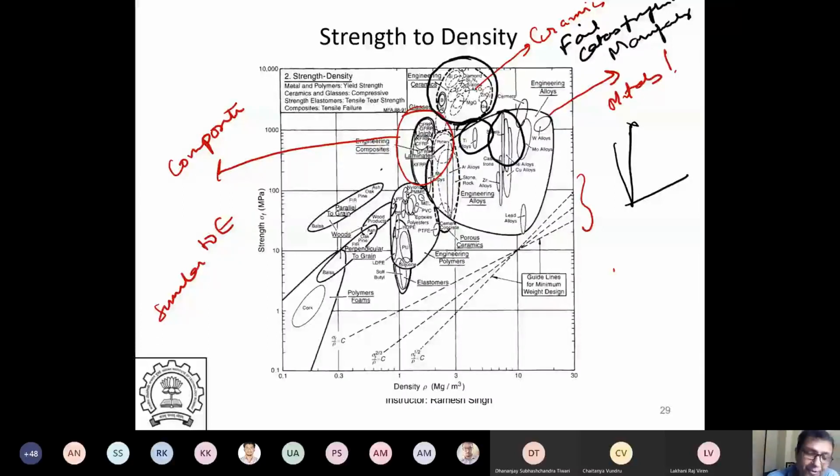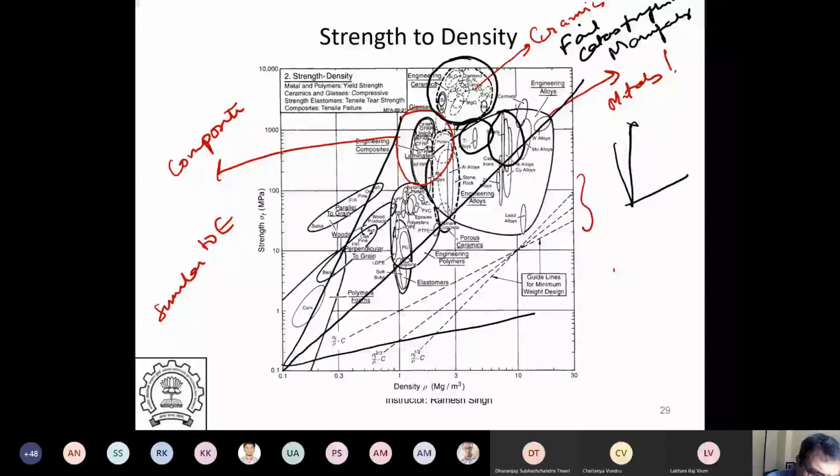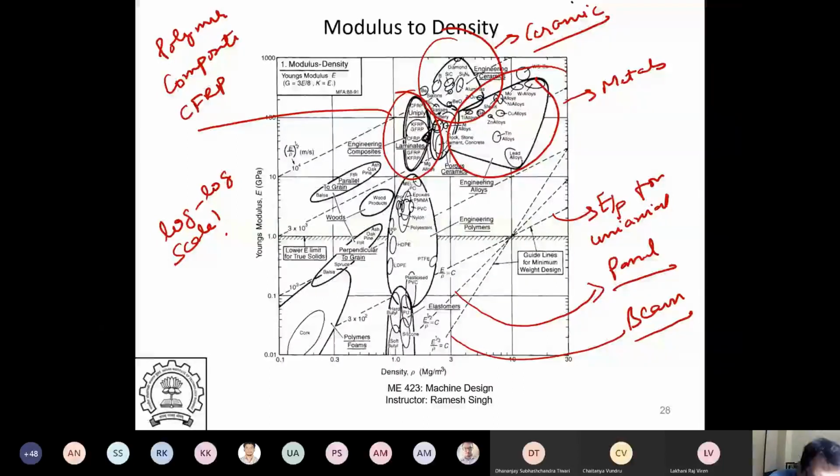If I want high strength to density ratio, I have this E by rho equal to 1 line. Anything with this slope has very high E over rho. Now design guidelines are there. You see there are design guidelines for E over rho here. This one is E over rho equal to constant. This one is E^(1/2) over rho equal to constant. This is E^(1/3) over rho equal to constant.